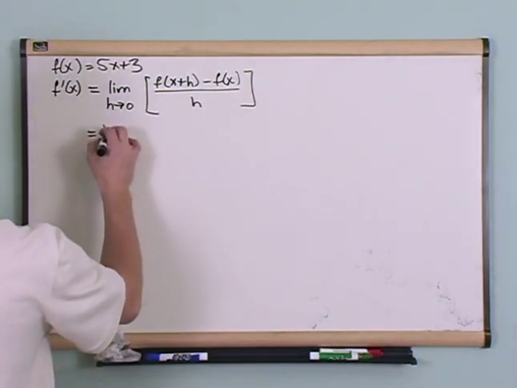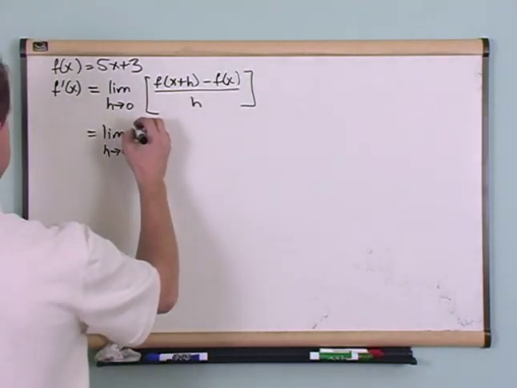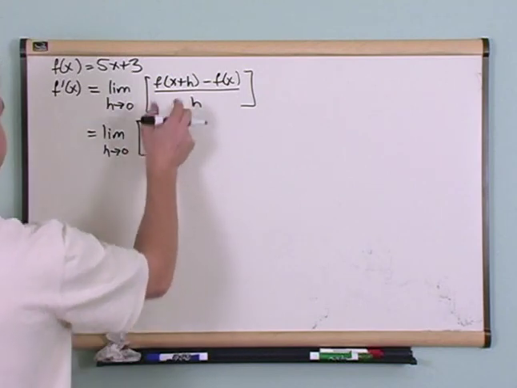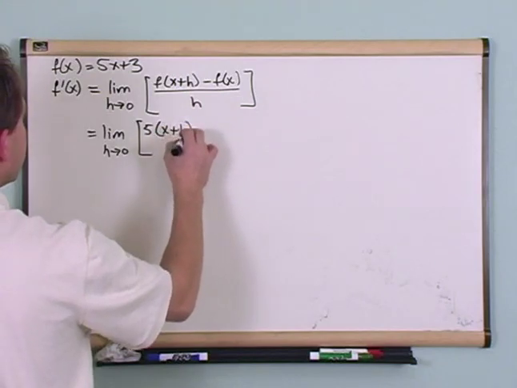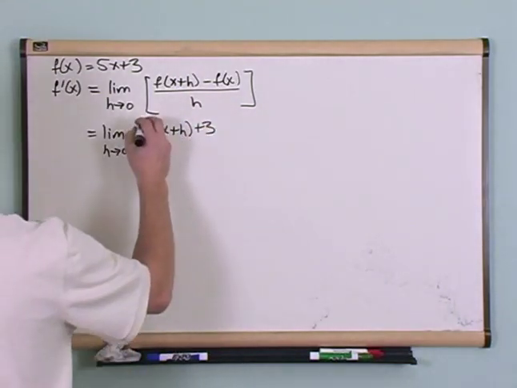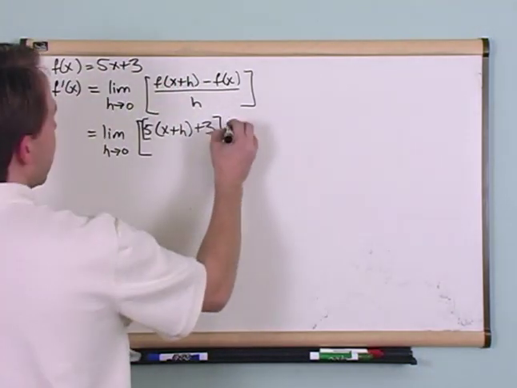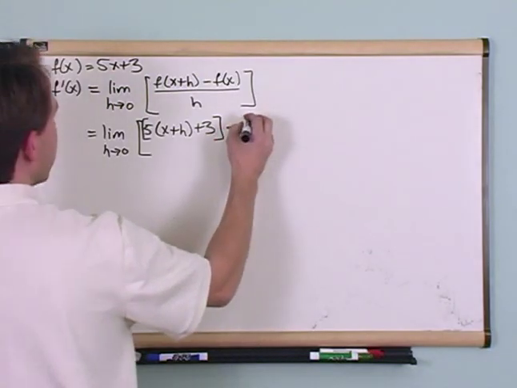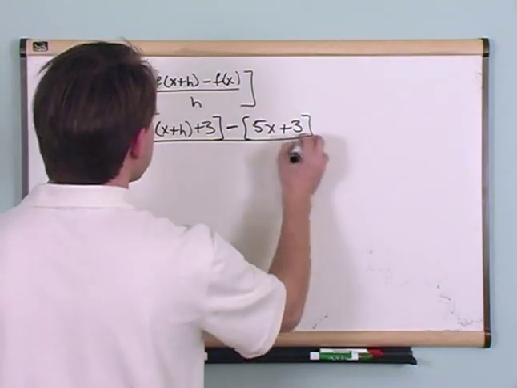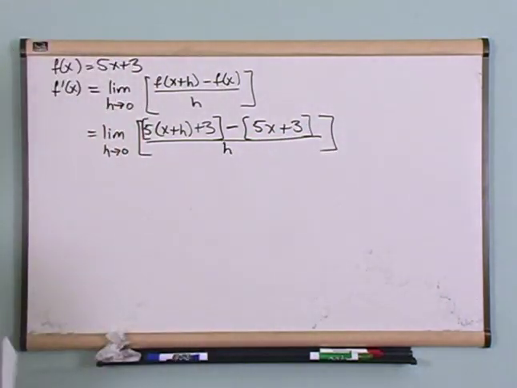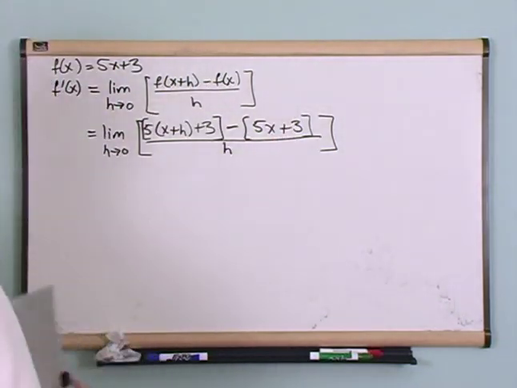So this is just equal to the limit as h approaches 0 of, and what I'm trying to do here is put x plus h in here. So I'm going to have 5 times x plus h plus 3. All I did was take x plus h and stick it in here. Okay, minus f of x, which is just this quantity here, which is 5x plus 3. That's just f of x, over h. So I'm just taking x plus h, putting it in, getting this quantity, f of x, putting it in, getting this quantity, all over that.